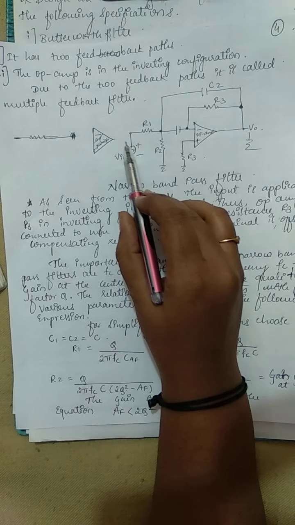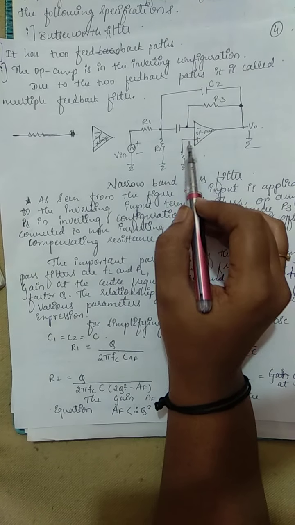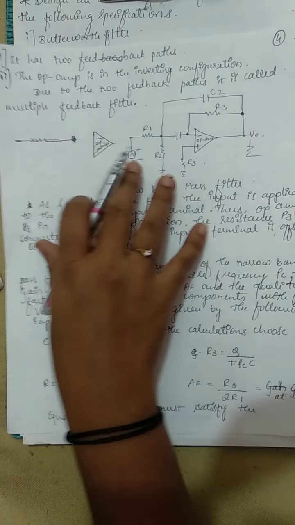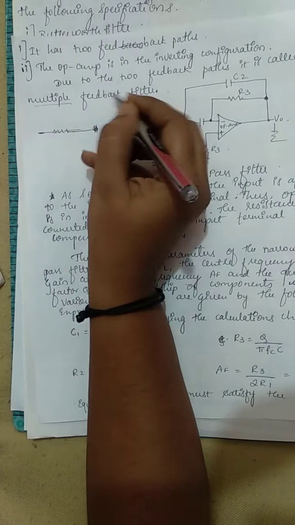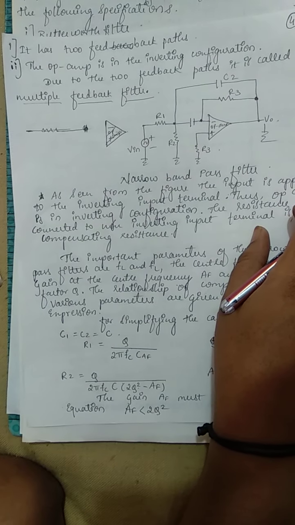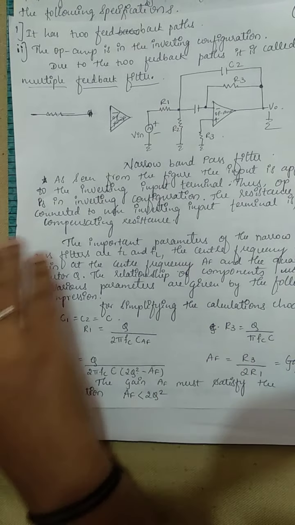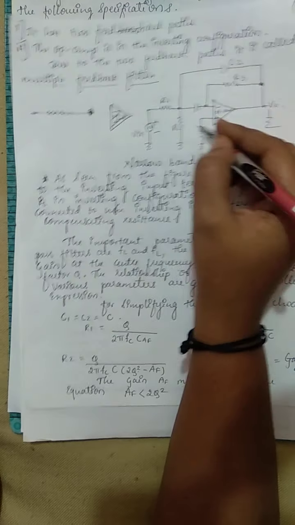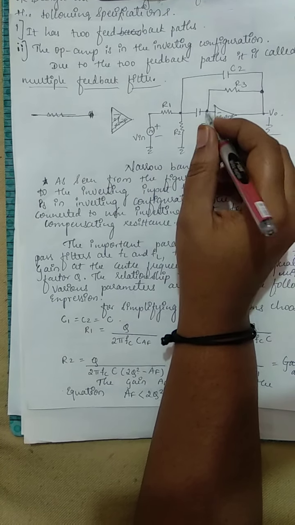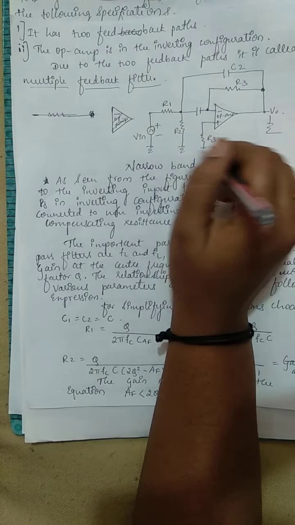We have given the input to the inverting terminal. The op-amp is in the inverting configuration. So due to the two feedback paths, it is called a multiple feedback filter. It is having two feedback paths, so it is called a multiple feedback filter. By seeing the above circuit, as we have given the input signal to the inverting terminal, the op-amp is in the inverting configuration.